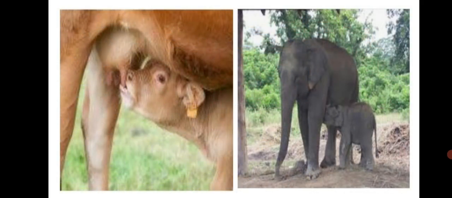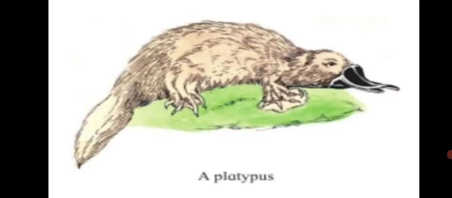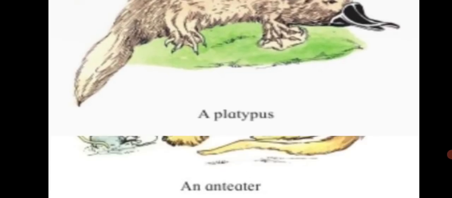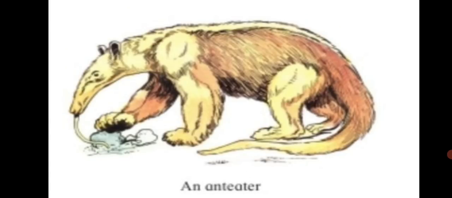And what is the second characteristic? It is that the baby is fed on the mother's milk for some time after birth. Okay, so including humans, there are many other animals where the small baby grows after feeding on the mother's milk in its first few months after it is born. The platypus and some species of anteater are exceptions to this.